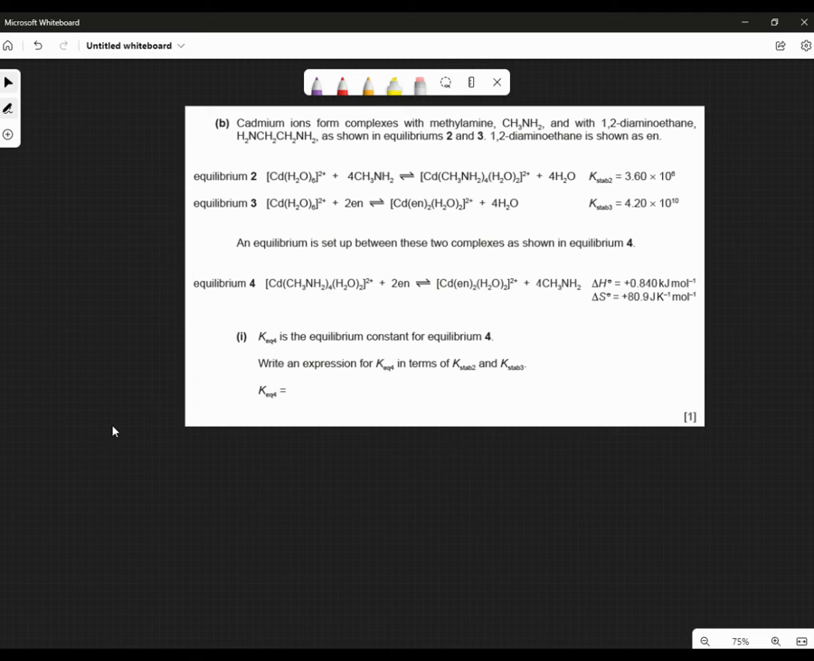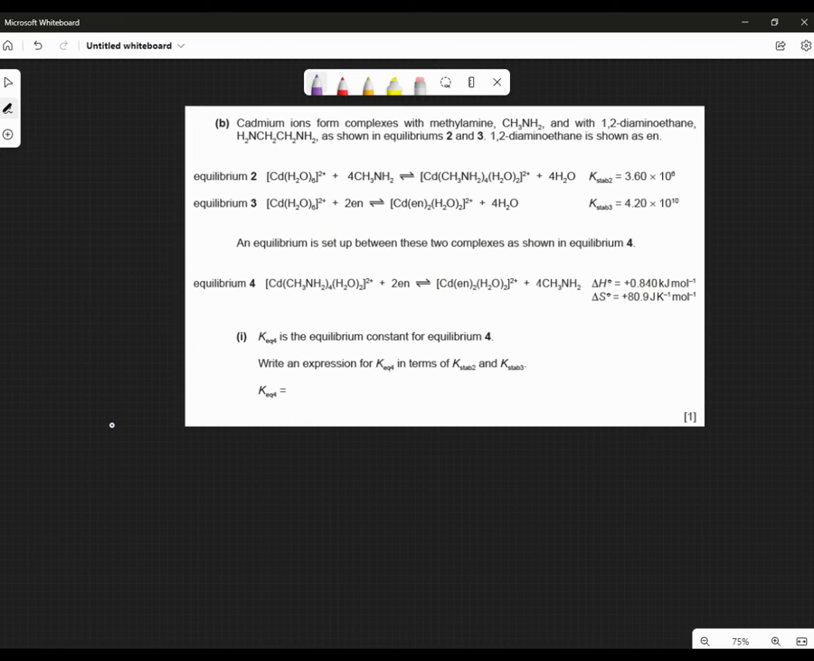This is paper 42. Cadmium ions form complexes with methylamine and with 1,2-diaminoethane, as shown in equilibrium 2 and 3. And there they are. An equilibrium set up between these two complexes is shown, and there's equilibrium number 4. Ec4 is the equilibrium constant for equilibrium 4. Write an expression for Kc4 in terms of K stab 2 and K stab 3.